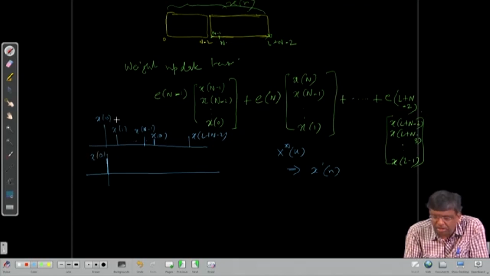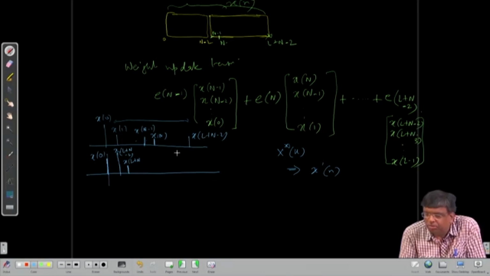but the remaining part will get flipped. So, next will come x L plus n minus 2, then will come x L plus n minus 3, dot dot dot.